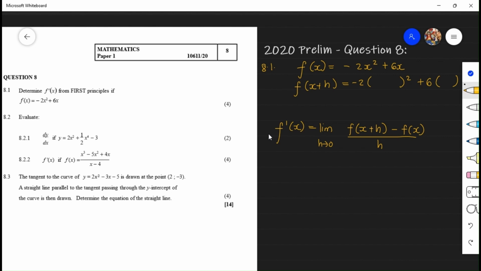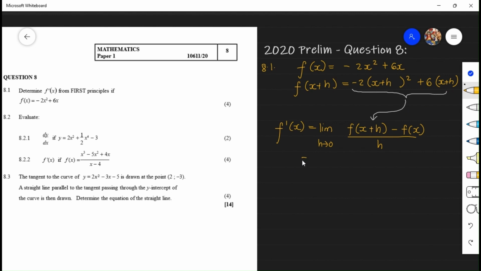Now, in place of x, I'm going to substitute x plus h. Think of it as if you were told that x is equal to x plus h. All you need to do is substitute x plus h into that place of x. Now from here, I can directly substitute this into my formula.